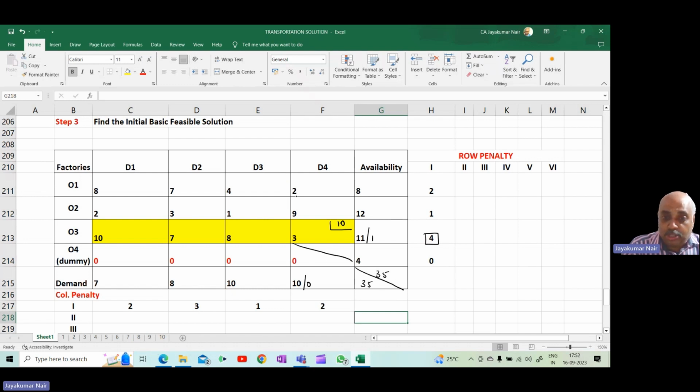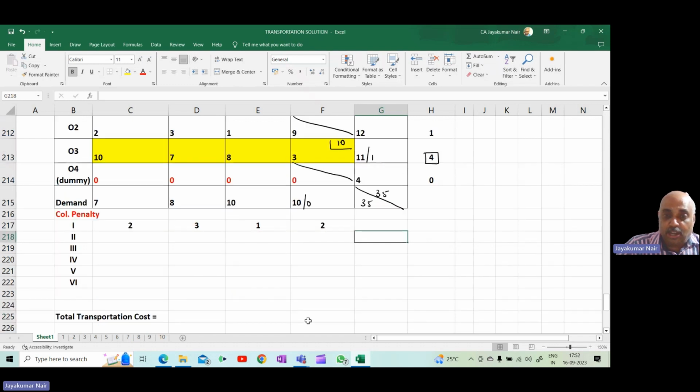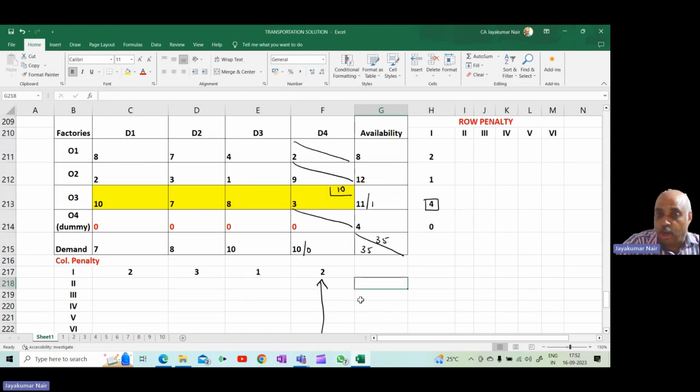So cancel out this particular column because already the demand is met. So no more supply to this particular destination from other origins. So since this particular column demand has become 0, cancel out this particular column, saying that you need not calculate any penalty cost for this particular column henceforth. Now again, second step, again calculate the same in the same manner.